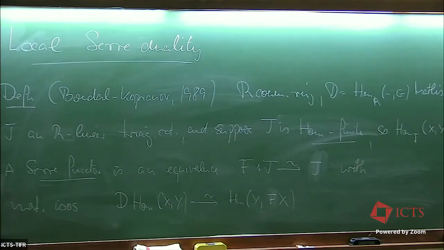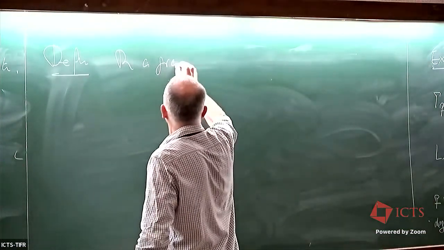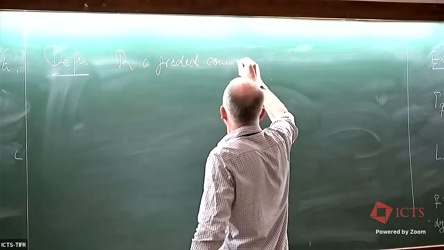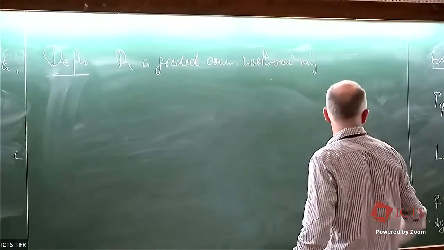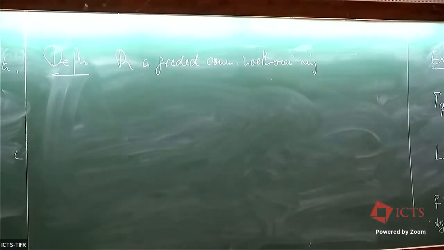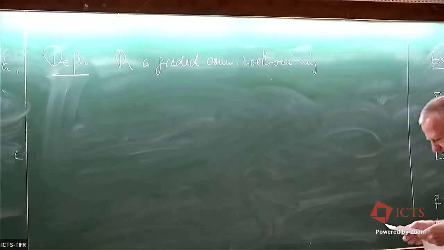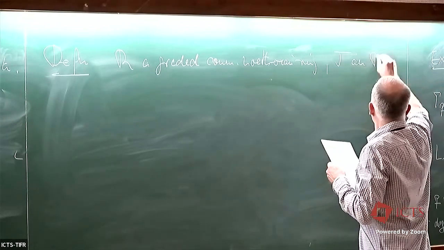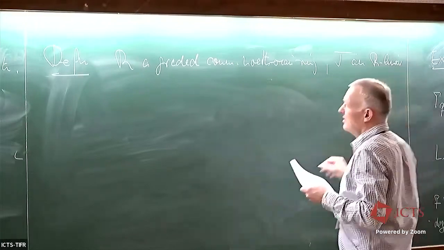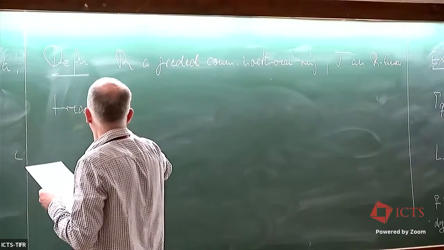It's a bit longer. So R is a graded commutative, say, Noetherian ring. Basically, I want to generalize the definition of Bondal-Kapranov and want to take a graded ring now. Here we have just a ring concentrated in degree 0. I want a graded commutative Noetherian ring, and T an R-linear triangulated category.